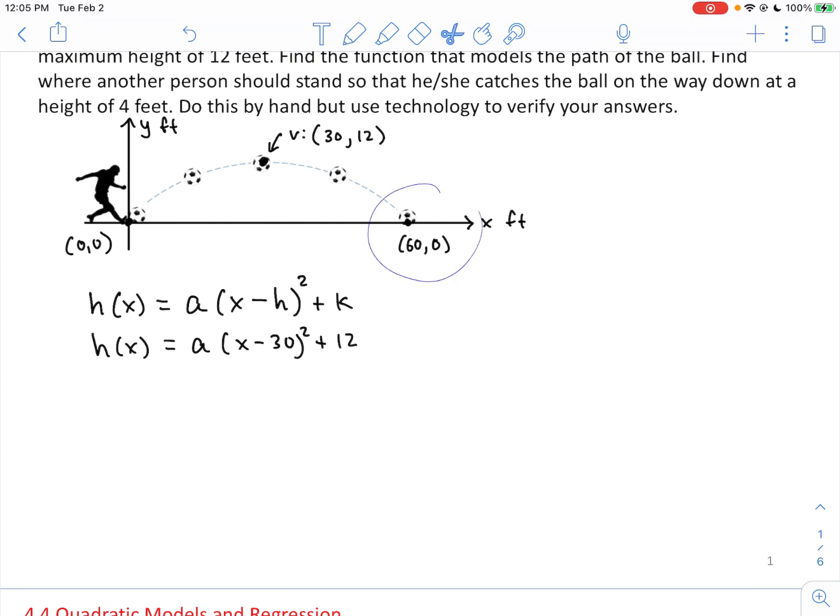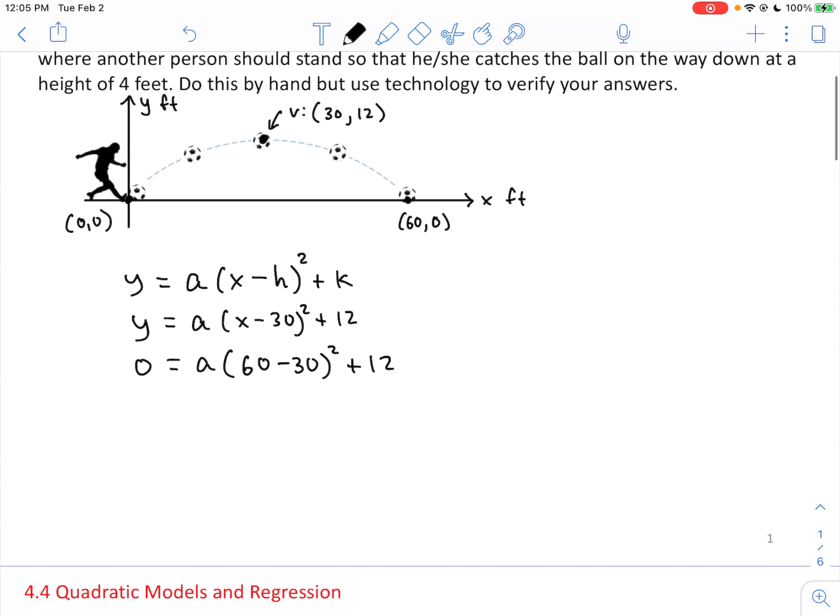And I can do it by using the information I know about this point or this point. It really doesn't matter. If we plug in 60 for x, we expect to get 0 back for y. And if you want to go with non-function notation, you could just say that this is y equals. We know that y will be 0 at the same time that x will be 60. And then this gives me an equation I can use to solve for a.